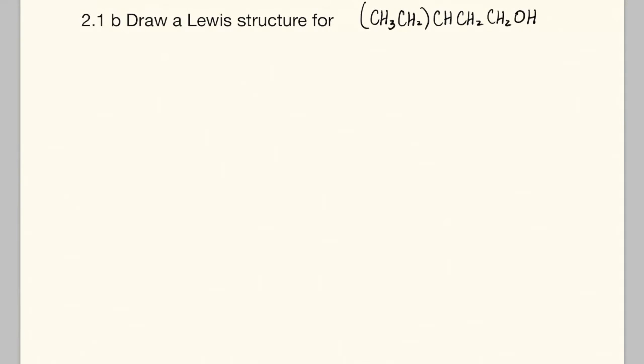This is question 2.1b from Klein's second edition of Organic Chemistry. We're asked to draw a Lewis structure for this condensed format here. The textbook gives an example, step by step, of how to break this down. I forgot a 2 there. So what they suggest is to first draw the groups.